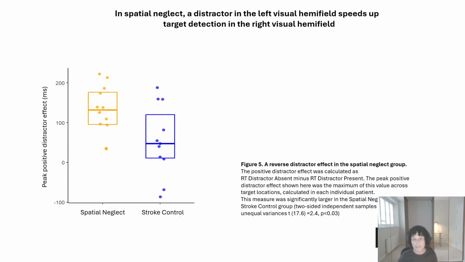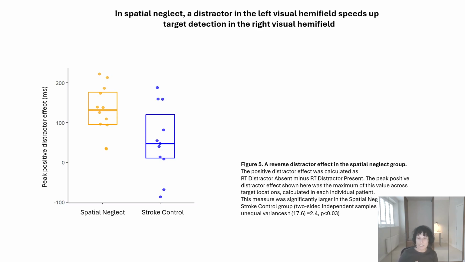We compared the magnitude of the peak positive distractor effect across the two groups and found a statistically significant effect. Then, to find out whether the patients allocated attention consistently to a particular location in response to the distractor, we calculated test-retest reliability of the PPDE location across two sessions.